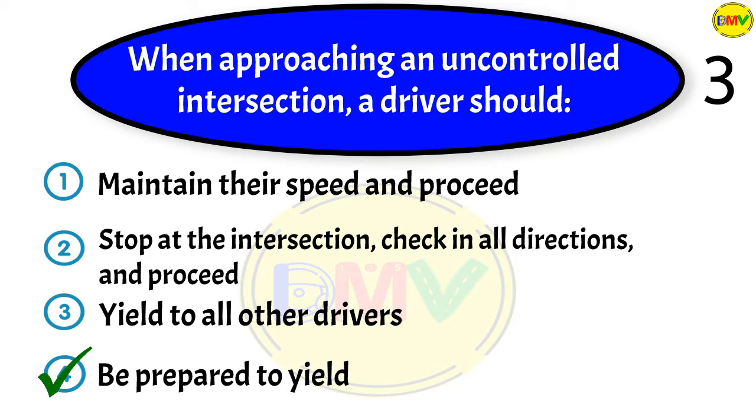The correct answer is 4. At an intersection where there is no stop sign or traffic signal, you should yield to a vehicle approaching the intersection from the right. However, always be prepared to yield to avoid a crash. Do this by taking your foot off the accelerator, covering the brake, and looking left, right, and left again.